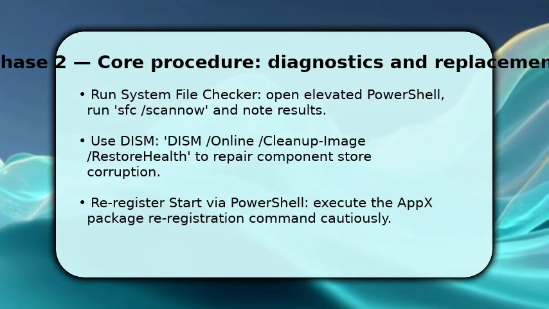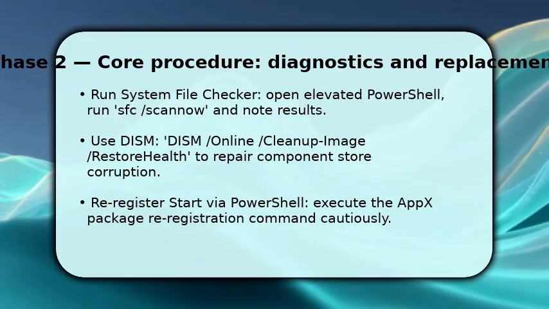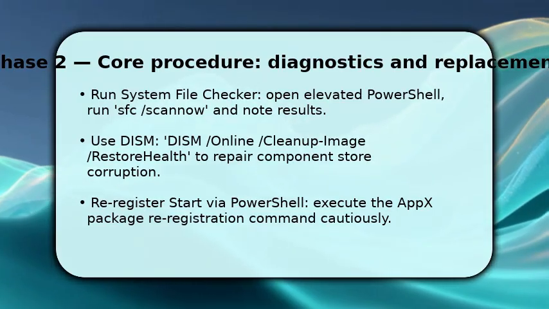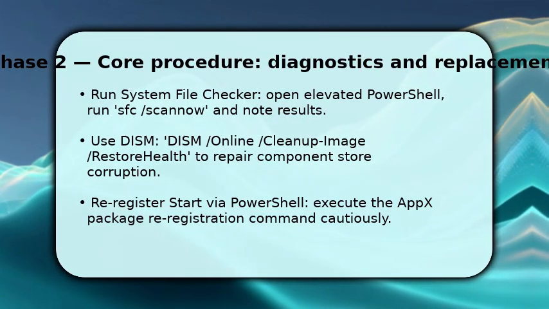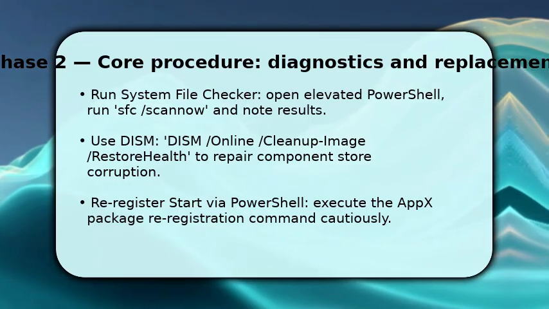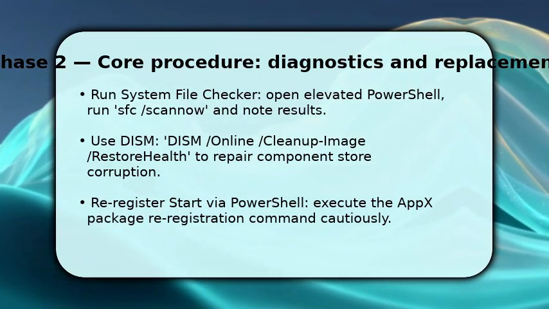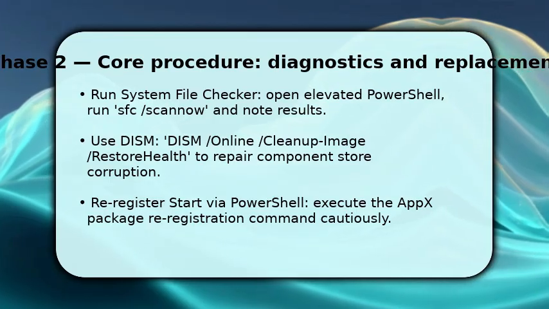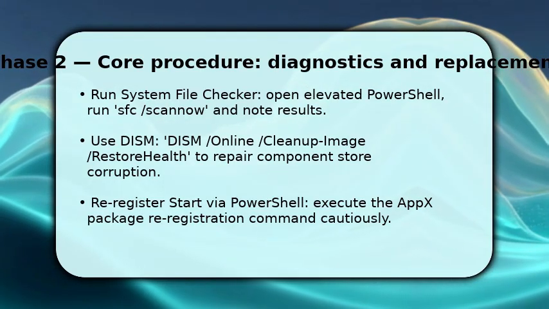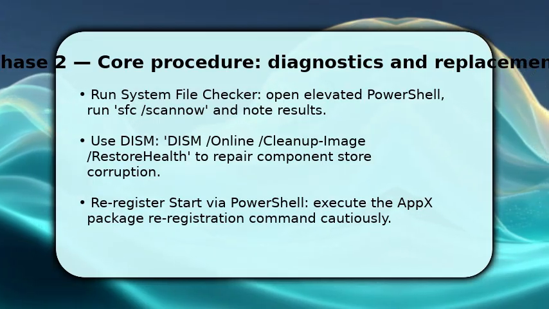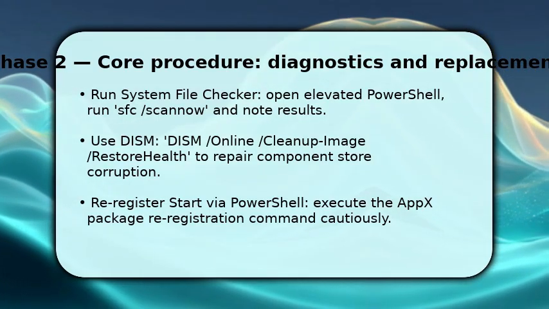Next, perform systematic diagnostics to repair corrupted system files. Open an elevated PowerShell or command prompt and run sfc /scannow. This scans and repairs integrity issues. If SFC reports problems it cannot fix, run dism /online /cleanup-image /restorehealth to repair the Windows image, then rerun SFC.